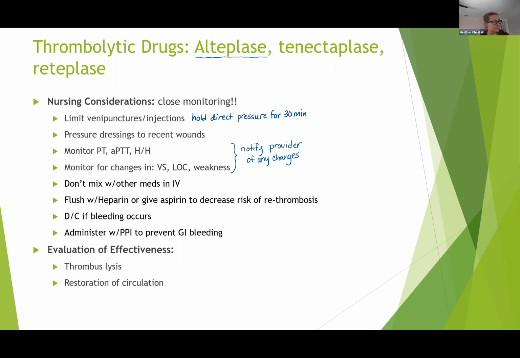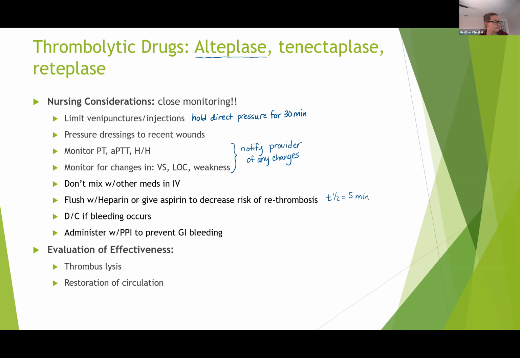You don't want to mix with other meds in the IV. You want to flush with heparin or give aspirin to decrease risk of rethrombus formation. Again, alteplase has a half-life of 5 minutes. So we flush with heparin to keep a new clot from forming where that one was occurring. And it occurred for a reason. So the things that made it happen may still be there, or the conditions that made it happen. We want to stop it if bleeding occurs, although it's so quick that I don't know, you could stop it.